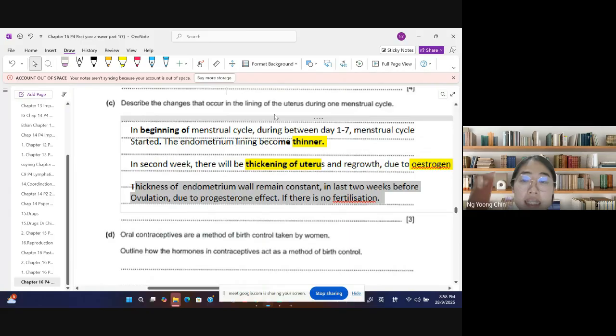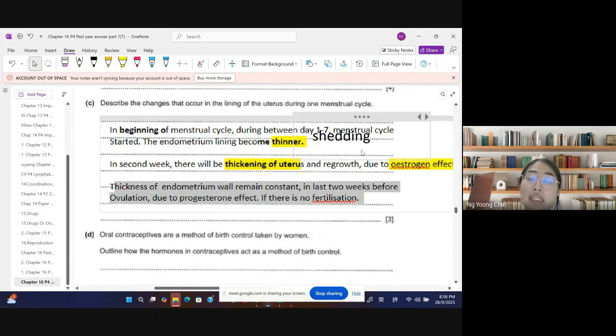The change that occurs in the lining of the uterus during one menstrual cycle: at the beginning of the menstrual cycle, in the first 7 days, menstruation starts, so the internal lining becomes thinner because of shedding of the uterus lining. However, in the second week, day 7 to 14, the lining increases in thickness due to the effects of estrogen. Estrogen is produced due to follicle growth. The thickness then stays constant in the last 2 weeks due to the effects of progesterone, if there is no fertilization.